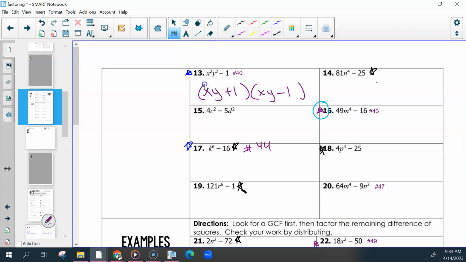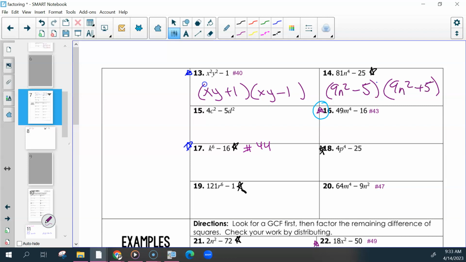Let's see if we can do 14. Cut 4 in half. So what would the two factors be? Yes, the n would be n squared. And 9n squared plus 1.